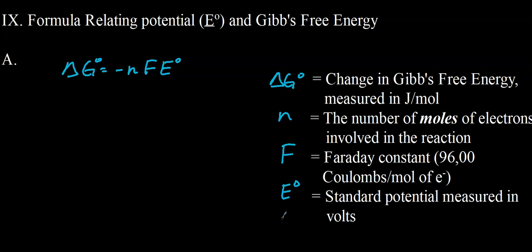Something to help you with the units. A volt is a joule per coulomb. So notice we have delta G in kilojoules or joules per mole. We have moles of electrons, Faraday's constant, coulombs per mole of electrons. And so in order for the units to work out, we can't plug in volts for E naught. We need to plug in joules per coulomb. Ultimately, we're going to be left with joules or joules per mole.